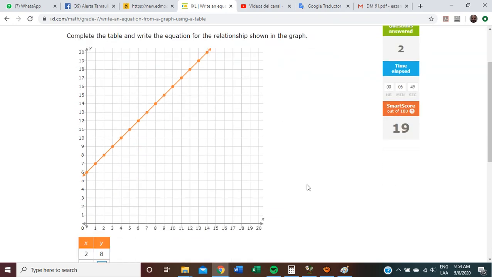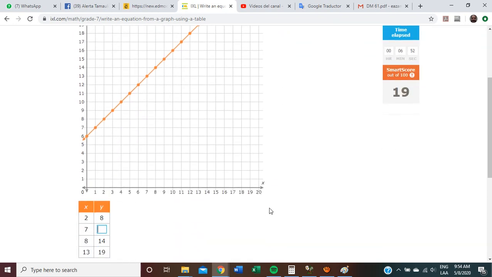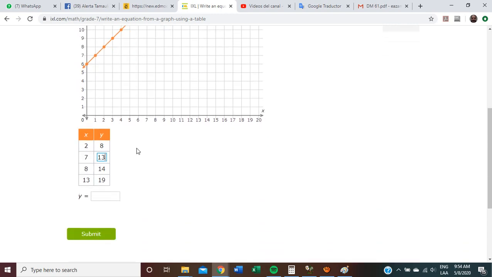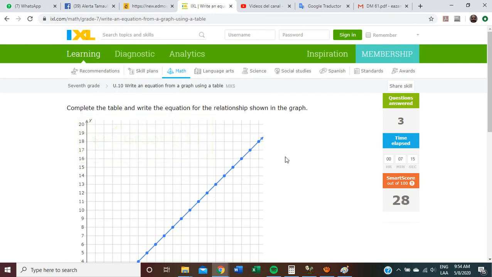All right, let's do this one. When x equals 2, y equals 8. When x equals 7, y equals 13. All right, what is the difference in this case? Yeah, the difference is 6. So y equals x plus 6. Brilliant.